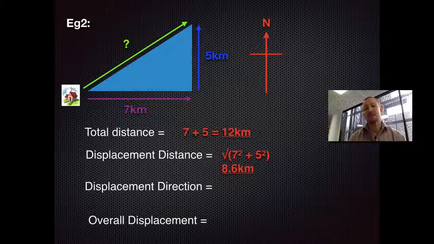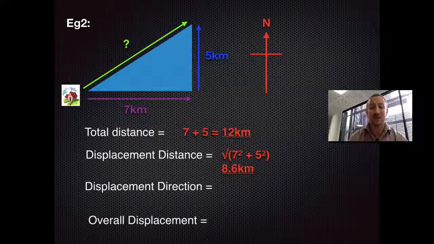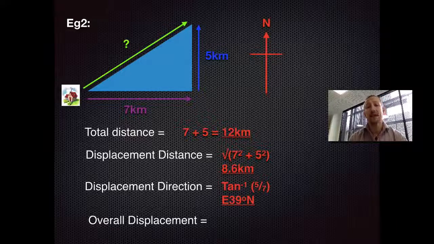Now, because displacement is a vector, I've then got to work out the direction, and I'll use trigonometry. In this case, I want to find the angle at the house. I've got the opposite, which is the 5 kilometers, and the adjacent, which is the 7 kilometers, which means I use tan, dividing the opposite by the adjacent. So it's tan to the negative 1 of 5 over 7, which comes out at 39 degrees. Because I'm going east and then moving north, my bearing is: I'm facing east, and I then move 39 degrees in a northerly direction.